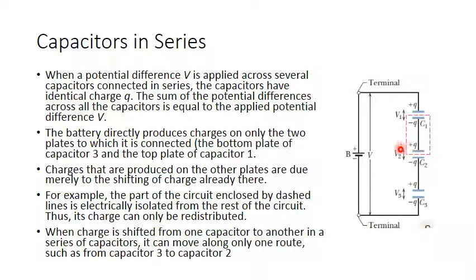should be zero. When a charge is shifted from one capacitor to another in series capacitors, it can move along only one route, such that from capacitor 3 to capacitor 2 and from capacitor 2 to capacitor 1. It cannot move from capacitor 3 to capacitor 1 directly.